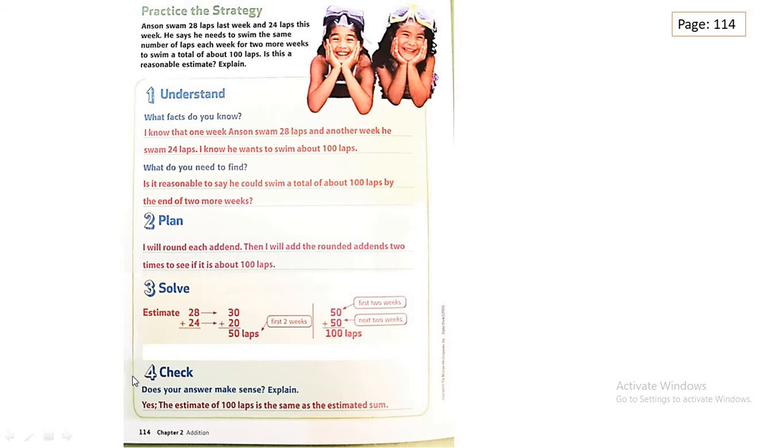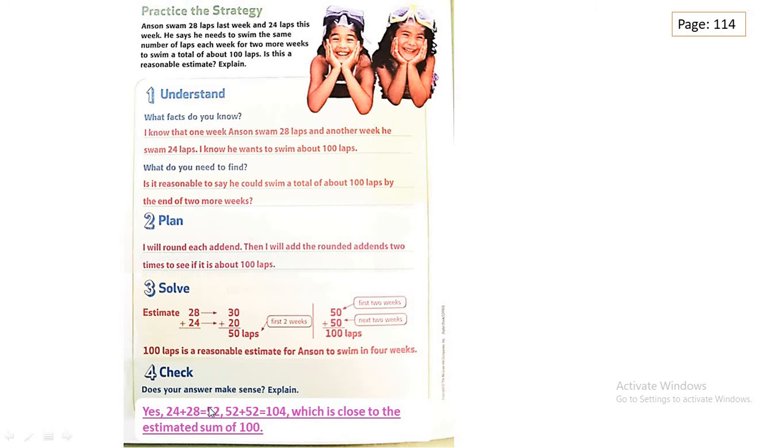Now, the last step is to check. Does your answer make sense? Explain. How can we explain if our answer makes sense or not? We should find the exact answer like the previous example. Here we have 24 plus 28 equals 52. And then 52 for the first 2 weeks plus 52 for the next 2 weeks, we get 104. This is the exact answer, right?